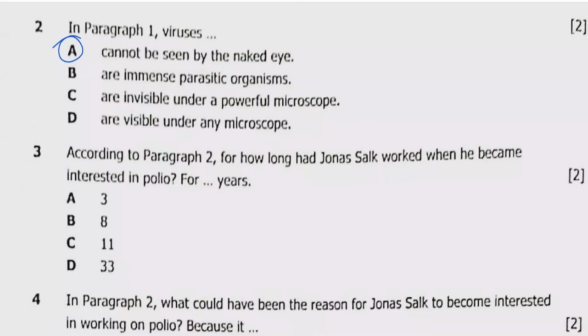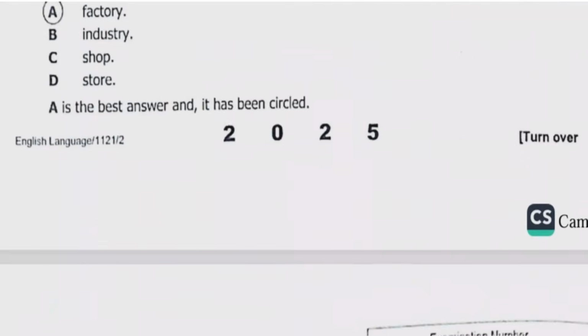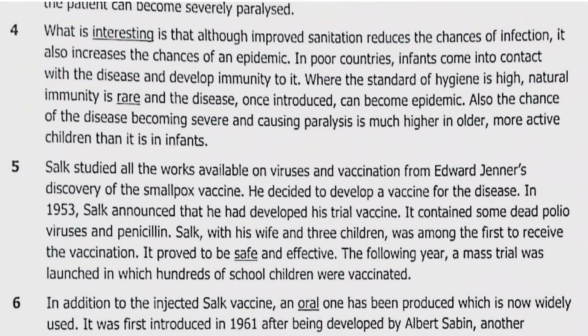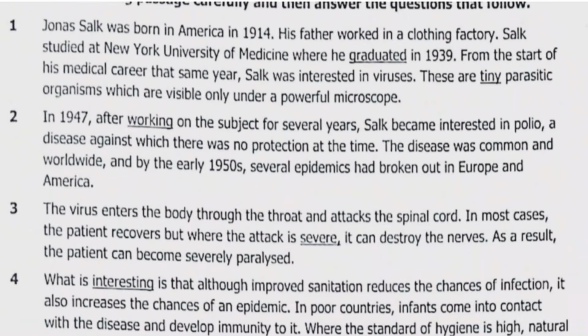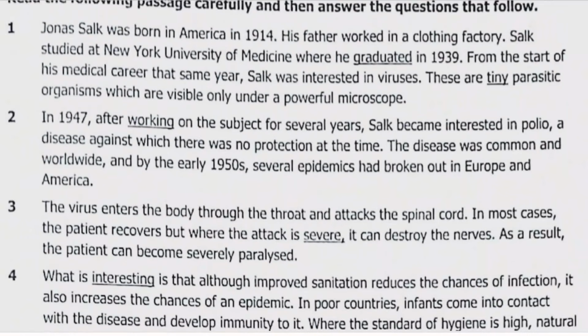According to paragraph 2, for how long had Jonas Salk worked when he became interested in polio? So let's go to paragraph 2. Okay, now let's read paragraph 2. In 1947, after working on the subject for several years, Salk became interested in polio, a disease against which there was no protection at the time. Okay, so now I've read that.